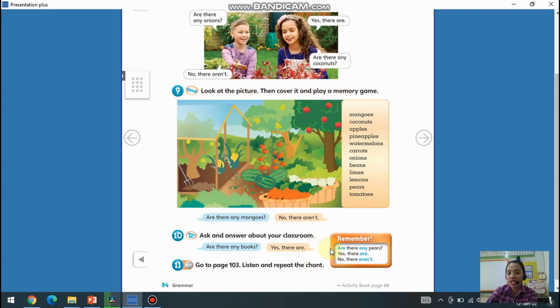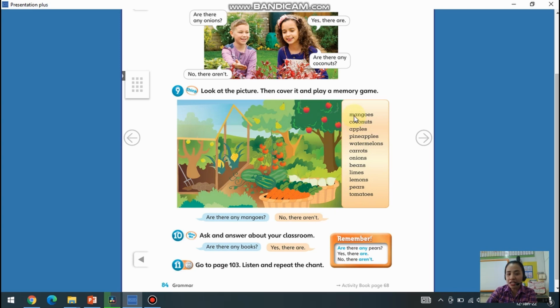Okay, let's try. I will make the question. Are there any apples? Are there any apples in the picture? What is your answer? Yes, there are. So by looking at the picture, you can see some apples. Okay, next. Are there any carrots? Can you see carrots? Yes, there are, because here there are carrots.